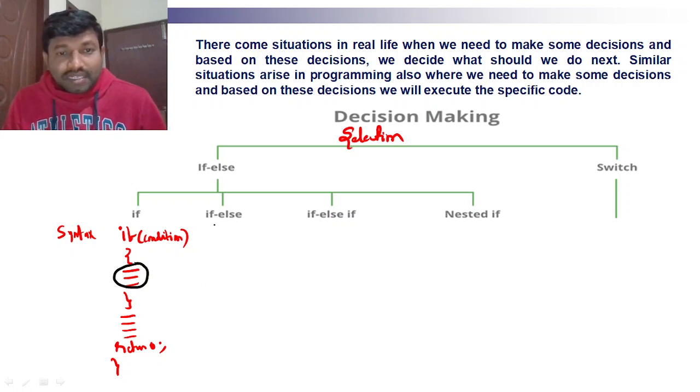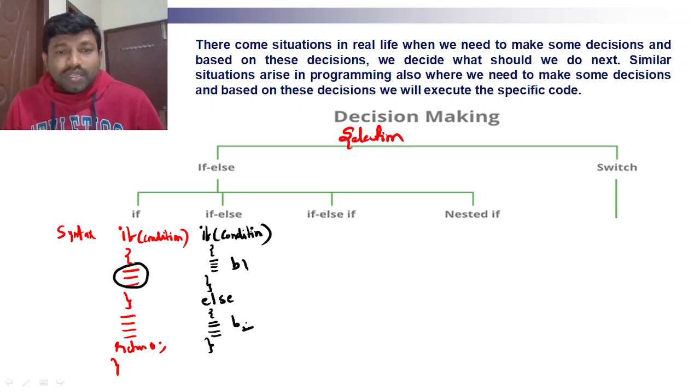For example, if it is if else, we will also write if condition. If condition is true, you execute this set of statements. If condition is false, we also give what to do. You execute this set of statements. So I can say this is block 1, b1, and this is block 2, b2. Condition is true, b1 gets executed. If condition is false, b2 gets executed.